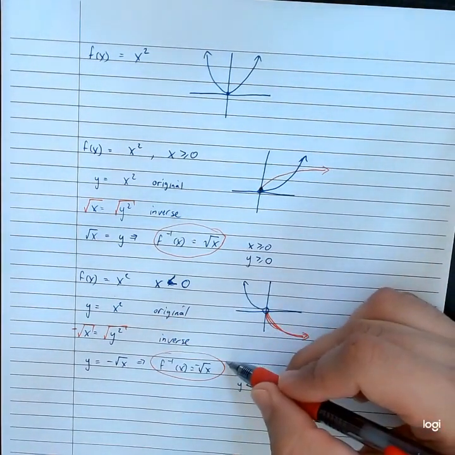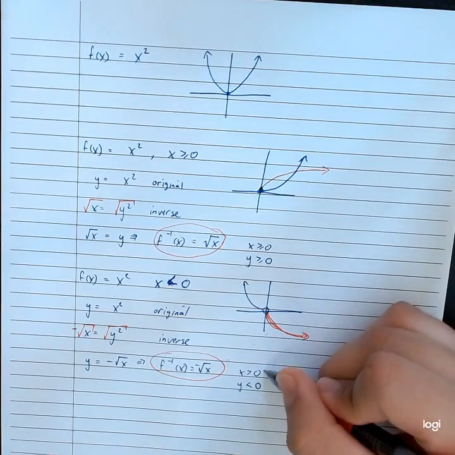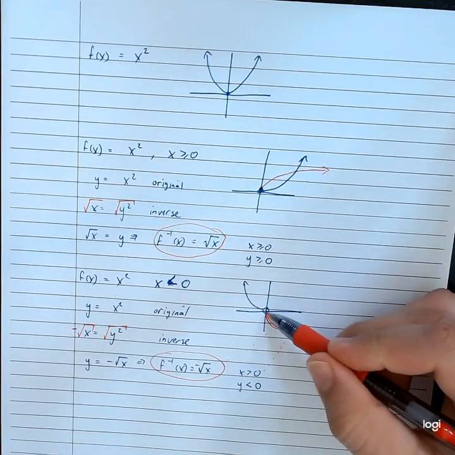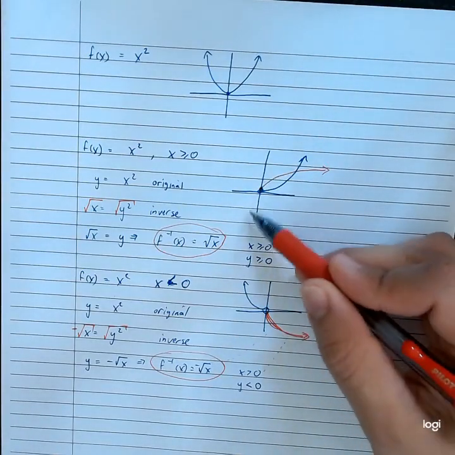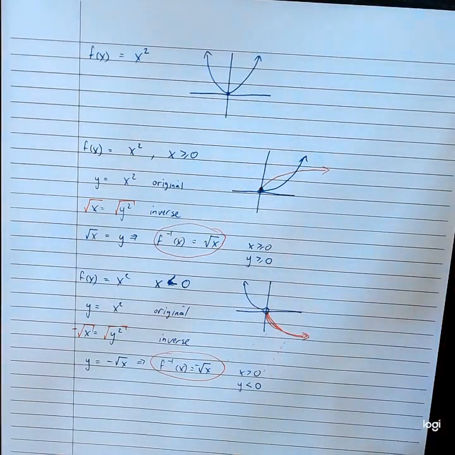So here we have the graph of this one. And notice the domain does match up. Everything is to the right and down. And here, the domain and range also match up. Everything's to the right and up.